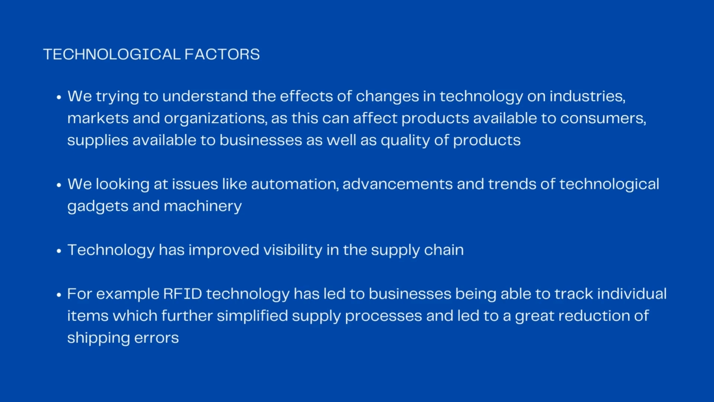Technology has improved visibility in the supply chain. For example, the RFID technology. It has led to businesses being able to track individual items, which further simplified supply processes and led to a greater reduction of shipping errors.